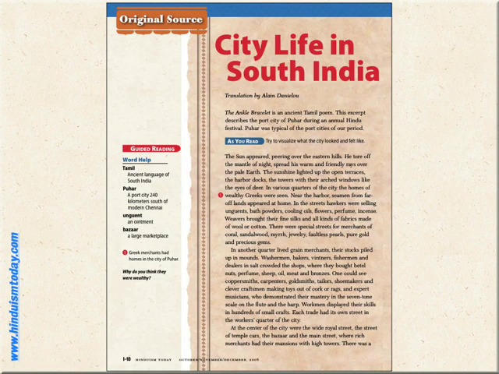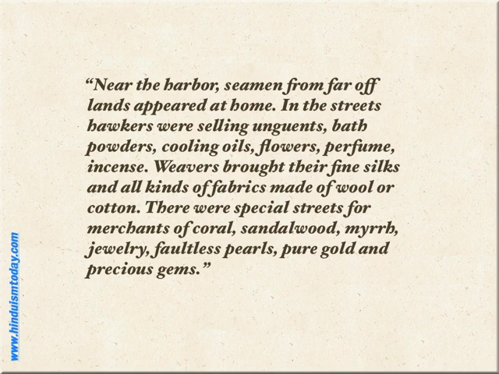There are two pages from the ancient Tamil poem, The Ankle Bracelet, Shilapadikaram, which includes a charming description of the sophisticated urban life of Puhar, a port city south of Chennai. Quoting the text, "Near the harbor, seamen from far-off lands appeared at home. In the streets, hawkers were selling unguents, bath powders, cooling oils, flowers, perfume, incense. Weavers brought their fine silks and all kinds of fabrics made of wool or cotton. There were special streets for merchants of coral, sandalwood, myrrh, jewelry, faultless pearls, pure gold, and precious gems."